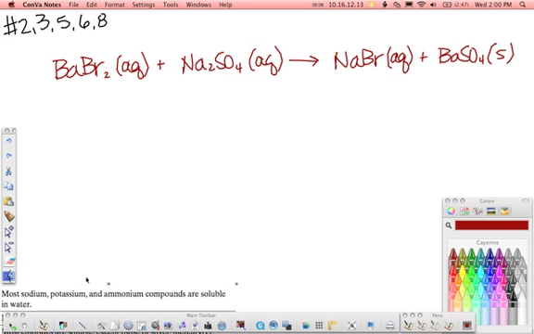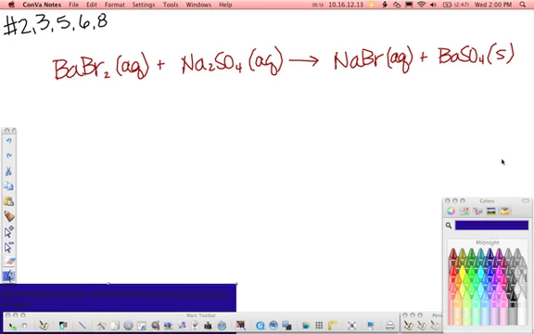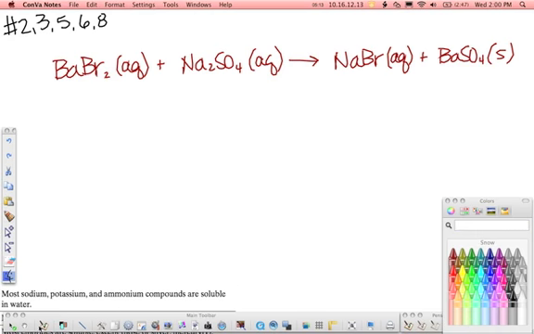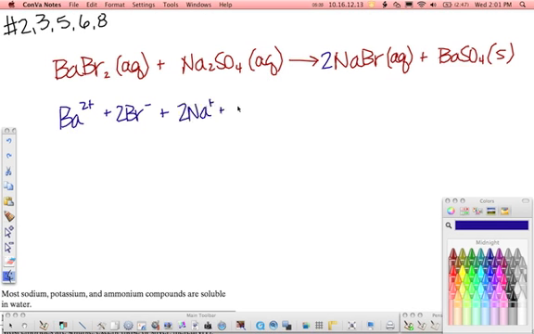Let's get this guy out of the way. Now, come up here, we're going to ionize everything that is aqueous and keep together everything that is solid, not soluble. Do I need to balance this thing? Yeah, let's put a 2 right there. All right, so we got barium ion plus 2 bromine ions plus 2 sodium ions plus a sulfate yields 2 sodium ions plus 2 bromine ions plus barium sulfate solid.